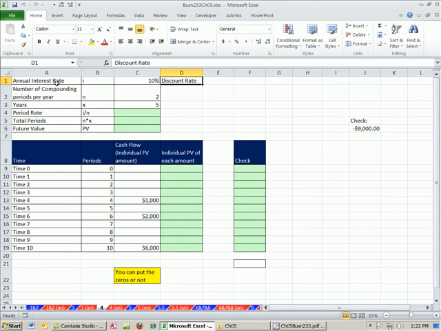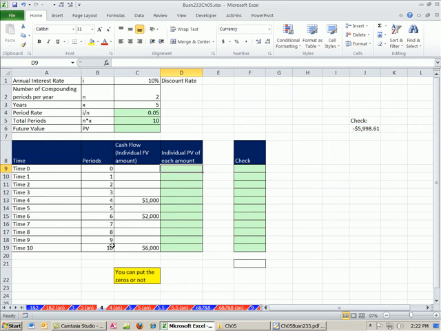Could be annual interest rate, APR, discount rate. But when you're doing present value calculations, it's common to say the discount rate. All right, let's go ahead and make our calculations. First, what is the period rate? And the total number of periods. All right, now present value.